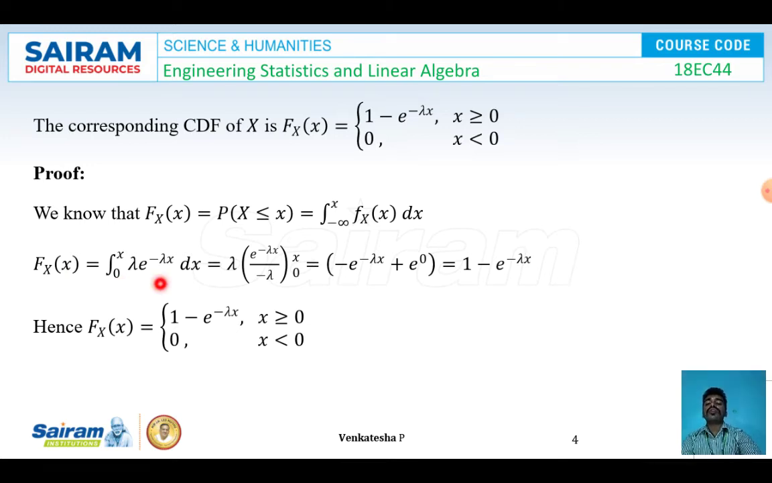lambda x dx. Since lambda is a constant, I can take lambda outside. Integrating e power minus lambda x, we get e power minus lambda x by minus lambda between the limits 0 to x. Now if I apply the upper limit, I get e power minus lambda x, plus 0. Since I cancelled lambda here, and I have 1 by minus here, it will become minus e power minus lambda x plus e power 0 after applying the limits. So it will be equal to 1 minus e power minus lambda x. Hence we got the cumulative distribution function as 1 minus e power minus lambda x for x greater than or equal to 0, and it is 0 for x less than 0.